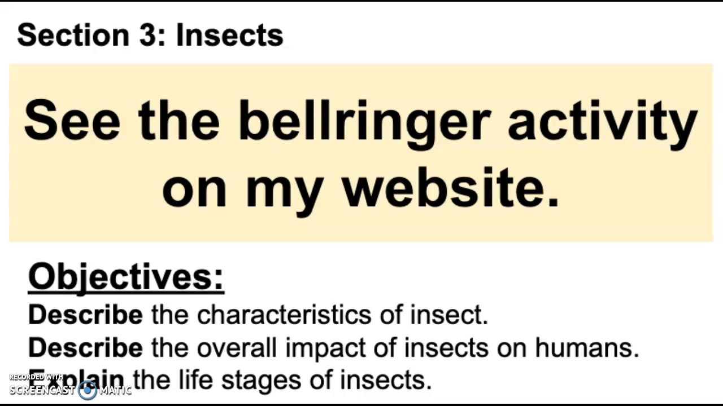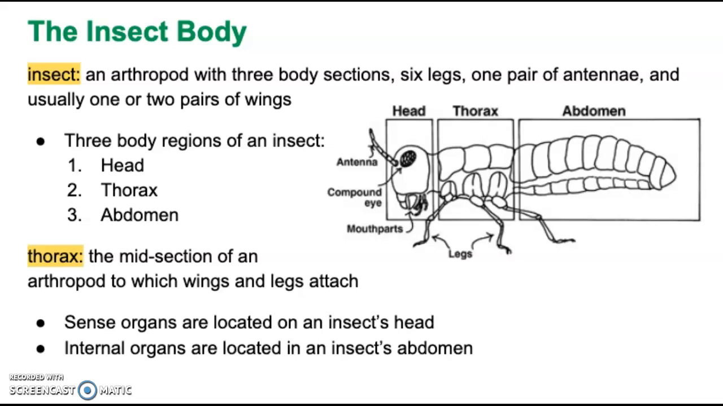So it's important to understand them, to break down what qualifies as an insect just a little bit more. The three objectives that go along with this section are to describe the characteristics of insects, to describe the overall impact of insects on humans, and to explain the life stages of insects. So an insect is an arthropod that has three body sections. So we're going to always see a head, a thorax, and an abdomen in an insect.